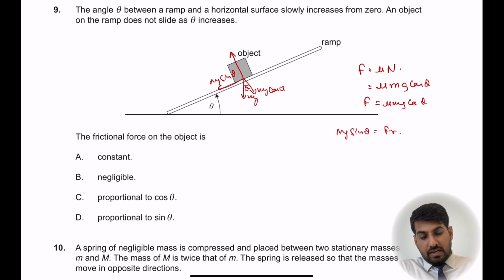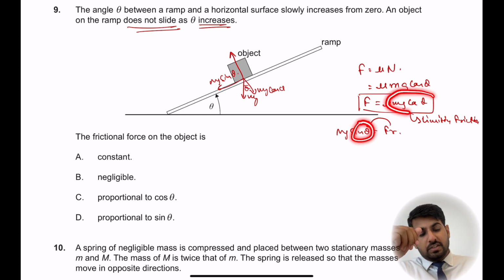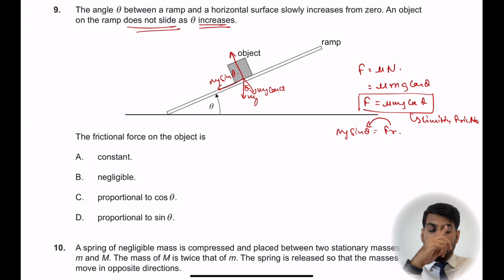So if the object does not slide down as theta increases, it means that friction is proportional to sine of theta. This is the limiting friction, the maximum friction that it can act. But as theta is increasing, the friction will also increase. The maximum friction that can act is nu times mg cos theta in this case. So it is proportional to sine theta, not cos theta, guys.